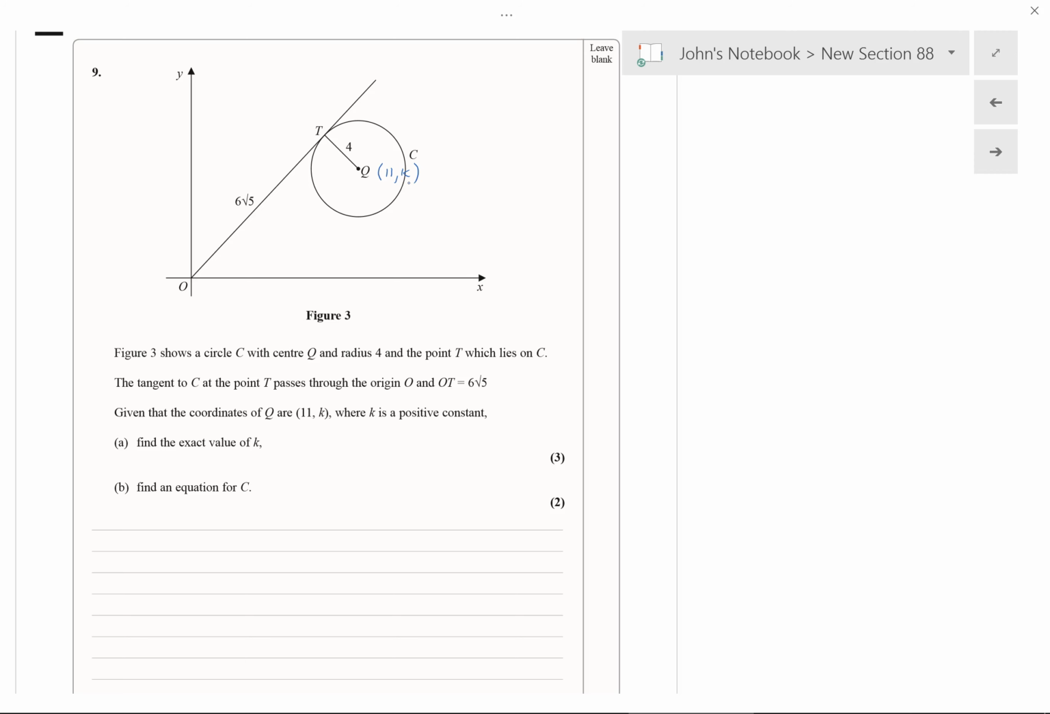Right, okay, so looking at it, the thing that occurs to me here is we've got a triangle here.